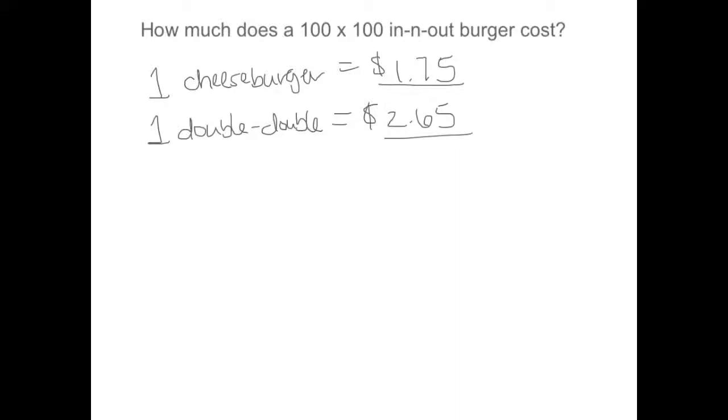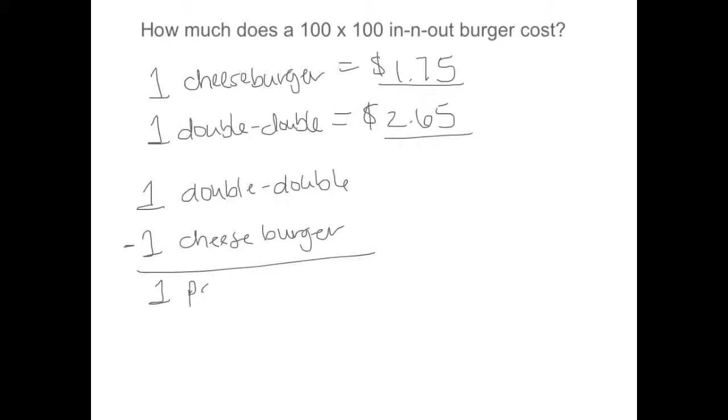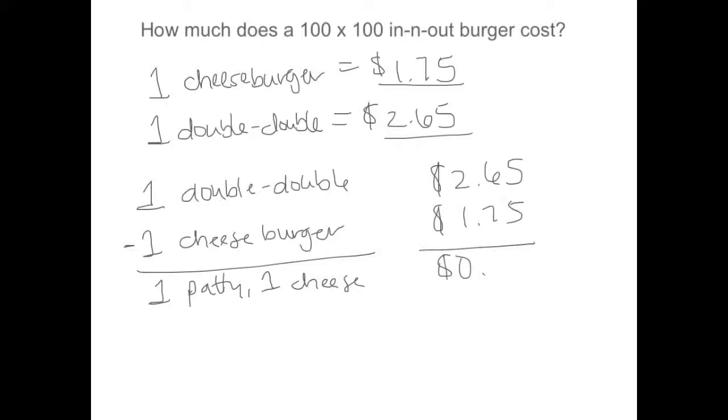So what I wanted to find was the difference in cost between these two things. I wanted to say, okay, so one double double minus one cheeseburger, just their normal one, would give me the cost of one patty and one cheese. So I did that over here with the amounts that they gave us, $2.65 and $1.75, and that gave me 90 cents. Okay, so then I found that one patty and one cheese cost me 90 cents.